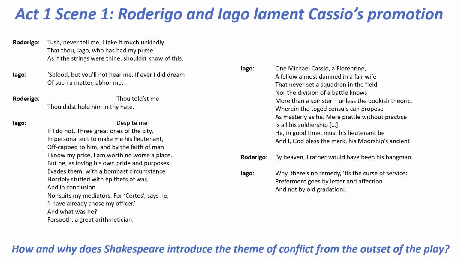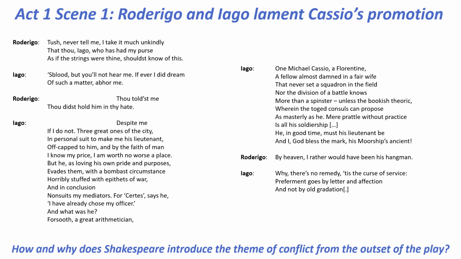He continues then, "But he, as loving his own pride and purposes, evades them, with a bombast circumstance, horribly stuffed with epithets of war, and in conclusion, nonsuits my mediators. For 'certes,' says he, 'I have already chose my officer.'" So even though Iago has asked these very important people to try and persuade Othello to promote Iago, Othello's already made his choice. And Iago is really not happy with the choice that Othello's made.